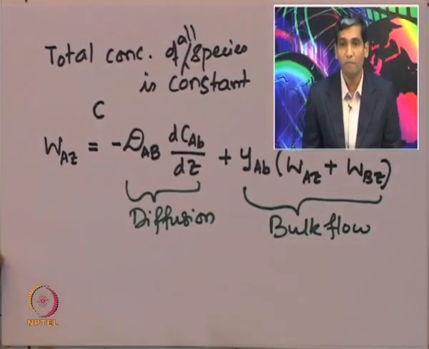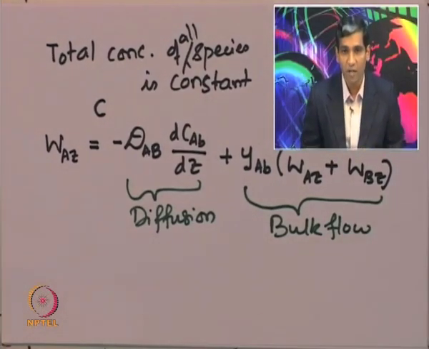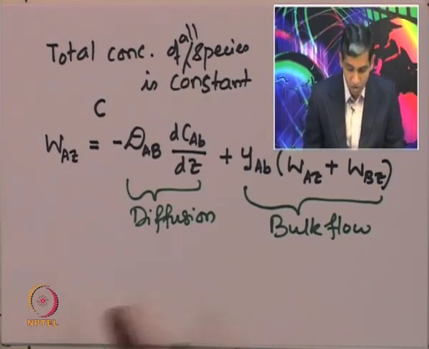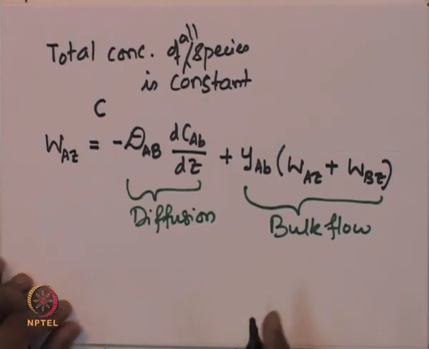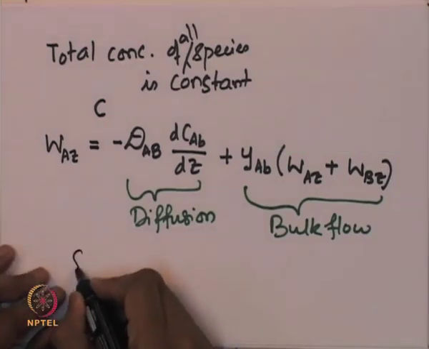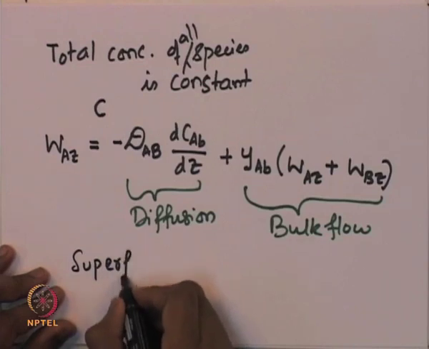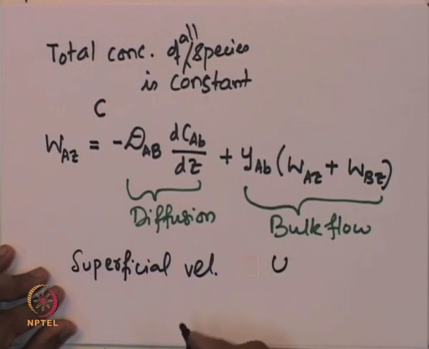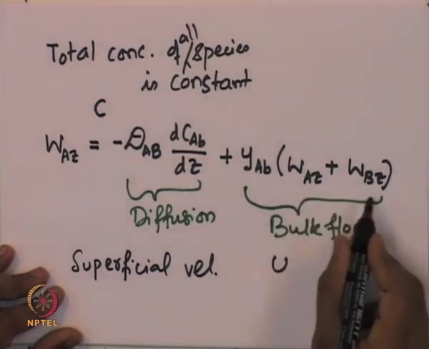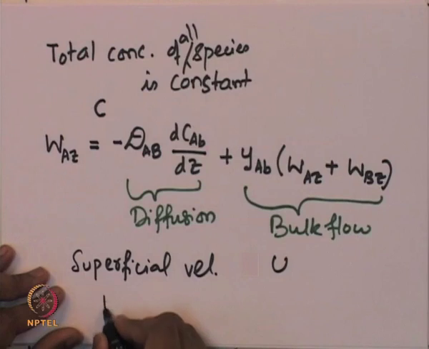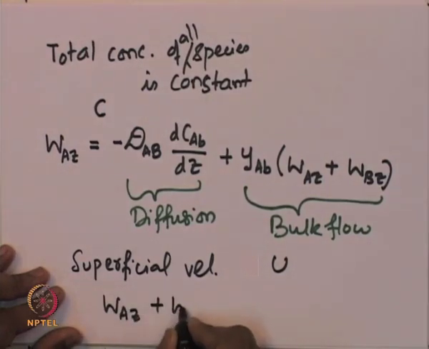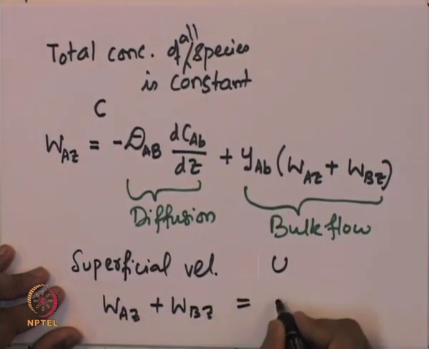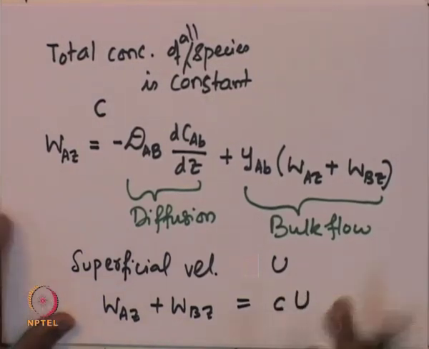The second term corresponds to the bulk flow, which is like a convective transport, and the first term corresponds to the diffusive mode of transport. Now, if we know the superficial velocity, suppose the superficial velocity is u, then the total flux crossing a particular location, W A z plus W B z, should be equal to the total concentration C multiplied by the superficial velocity u.